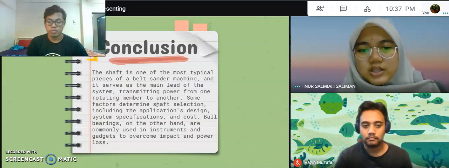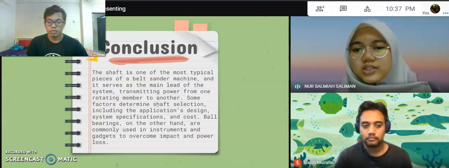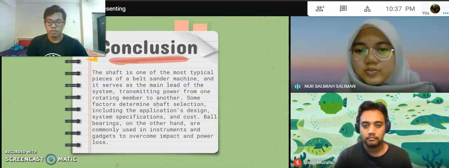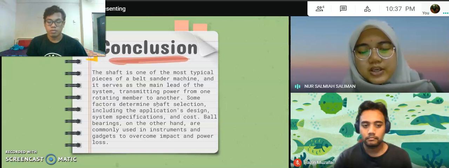So the conclusion of the project is the shaft is one of the most typical pieces of a belt sander machine, and it serves as the main lead of the system, whereby it transmits power from one rotating member to another. Some factors determine shaft selection, including the application, design, system specification, and the cost. Ball bearings, on the other hand, are commonly used in instruments and gadgets to overcome impact and power loss.